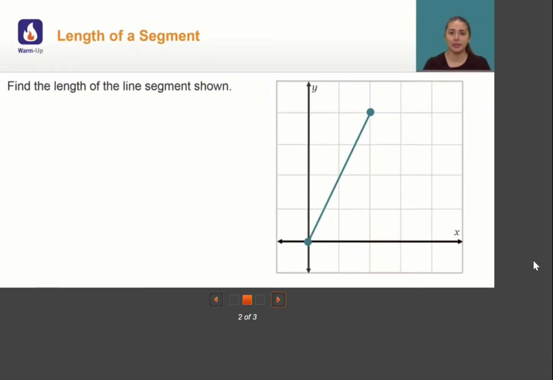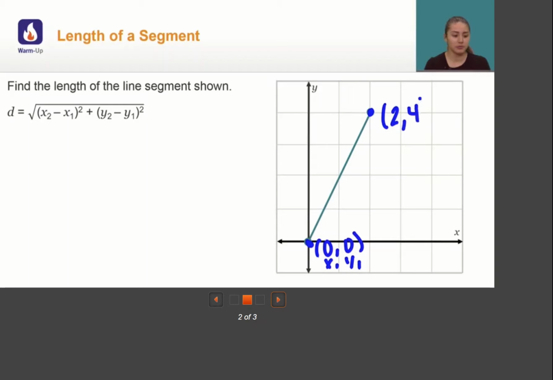Here is a line segment in the first quadrant, and we need to find its length. We can use the distance formula to find its length. Let's label our points x1, y1, and our point x2, y2. It doesn't matter which point is which. We'll get the same result either way.